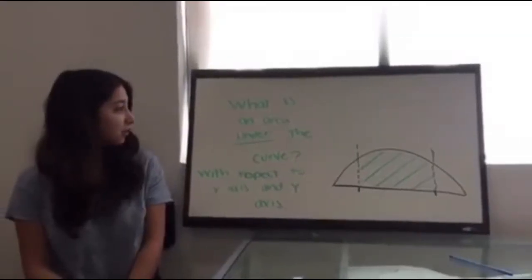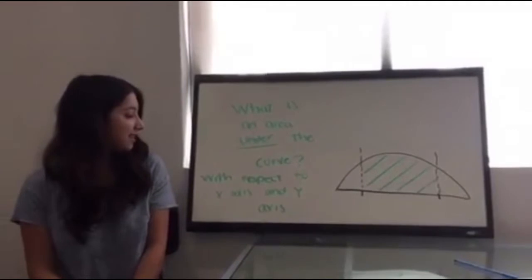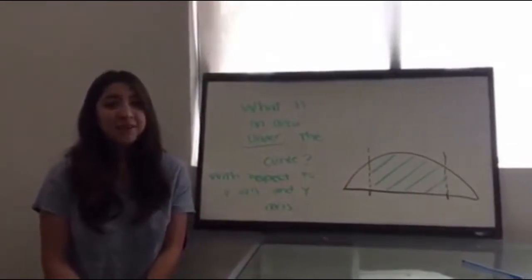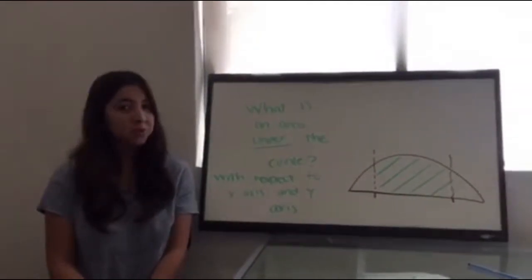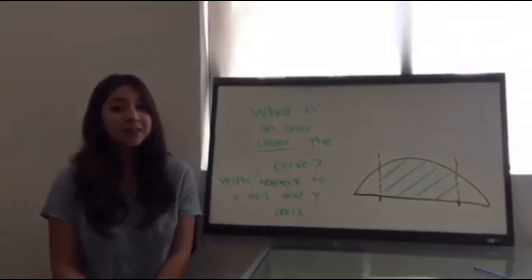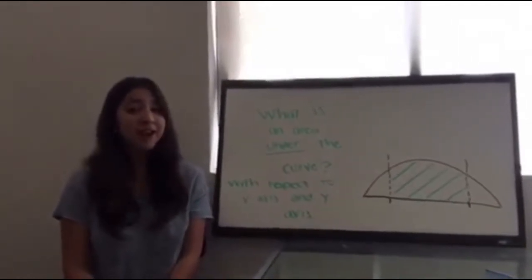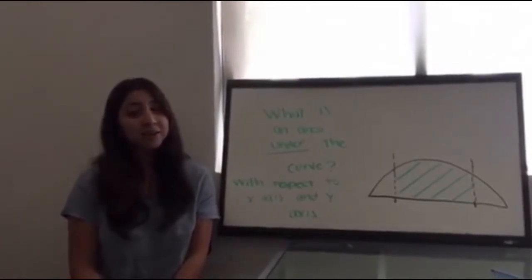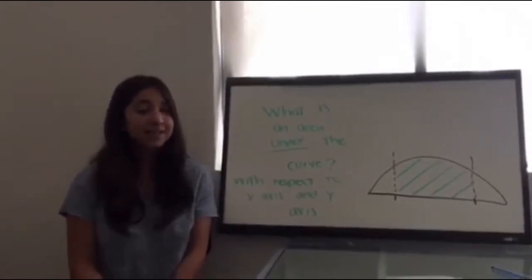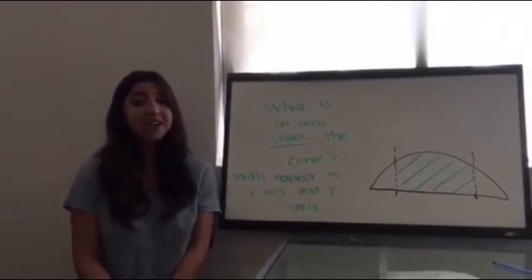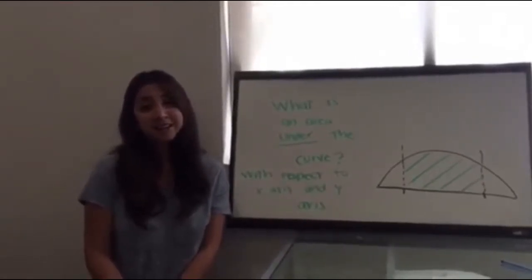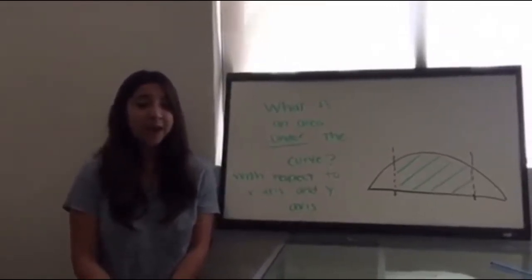An area under the curve with respect to the x-axis and y-axis. The area under a curve of a specific region between 2 points can be found by doing a definite integral between two specific points. This means that to find an area under the curve y equals f of x between x equals a and x equals b, you need to integrate y equals f of x between the limits of a and b.